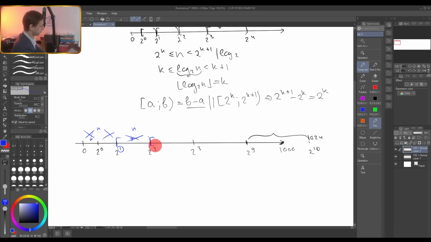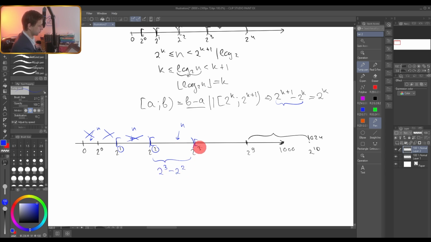Obviously, the next one will work for us. If we look at the interval from 2 to the power of 2 to 2 to the power of 3, then for any n from here, the floor of log 2 n is simply 2. And it means that for any n from this interval, it works for us. And how many possible values of n do we have in this interval? Well, we don't even need to think about it. We already know that for any interval with these ends, the number of integers in this interval is 2 to the power of k, and in general it's b minus a. So the total number of integers n here is 2 to the power of 3 minus 2 to the power of 2. This interval works for us.